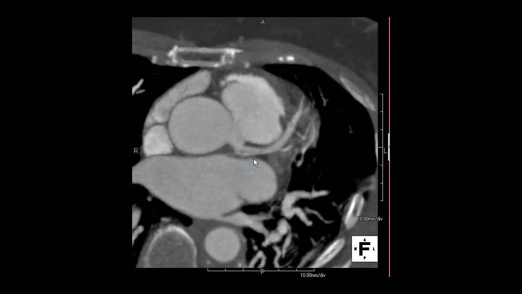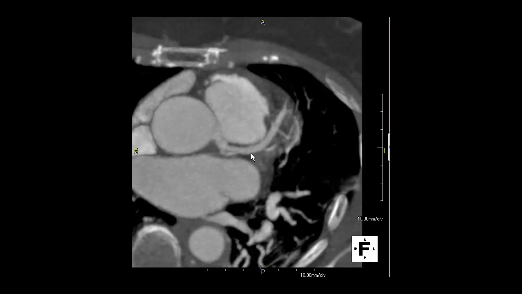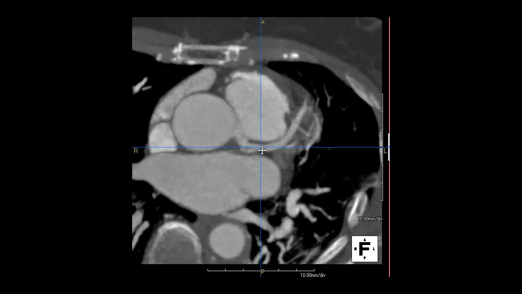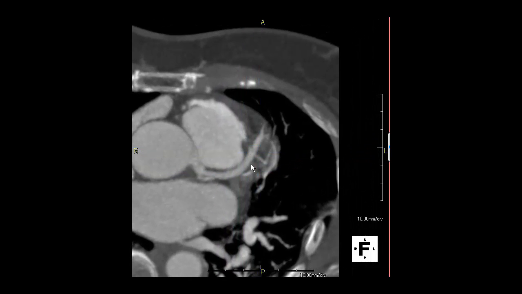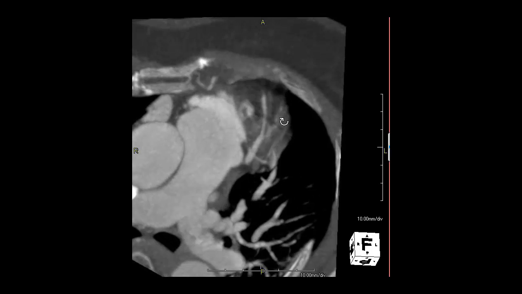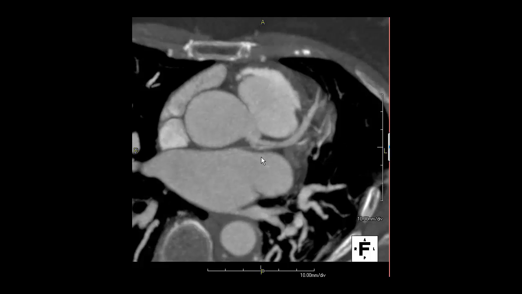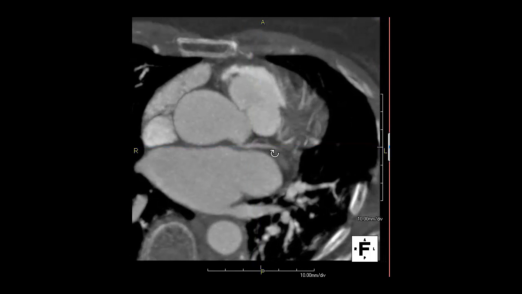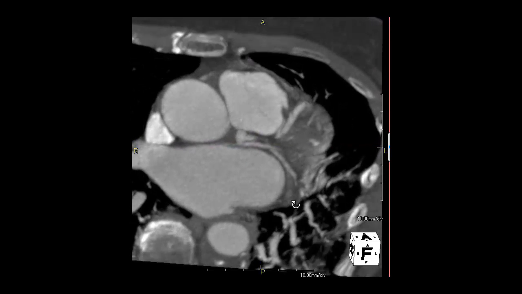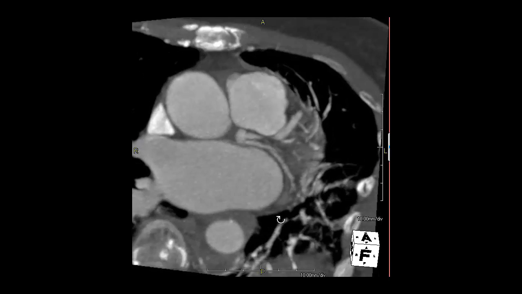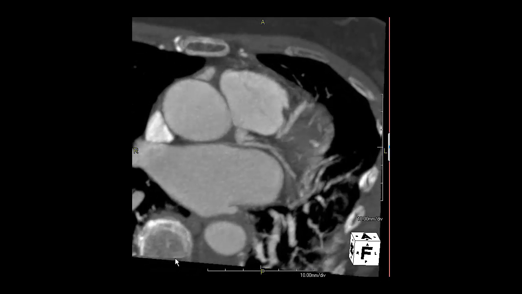We proceed along looking at the left anterior descending. The vessel appears to be actually quite normal in the proximal, mid, and distal segments. Examining the circumflex vessel, this also appears to be small, non-dominant, but otherwise a normal vessel.